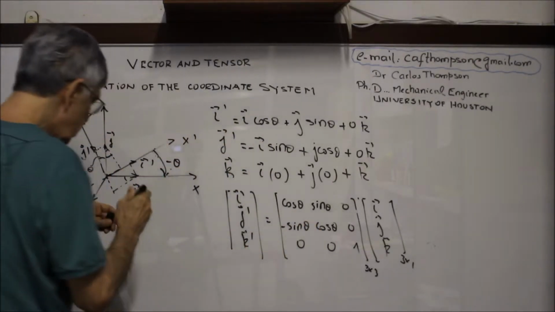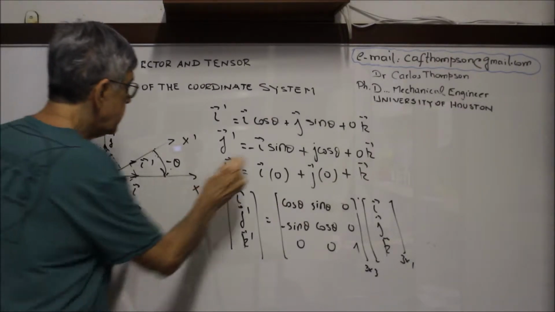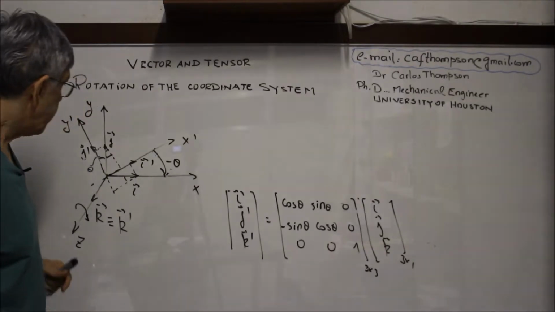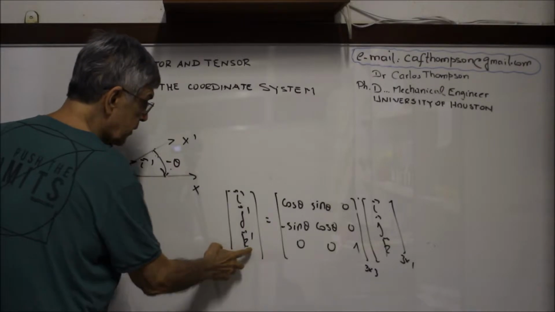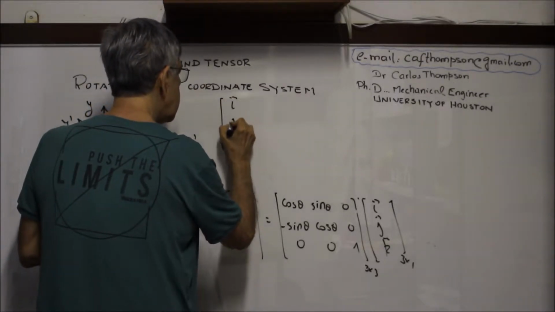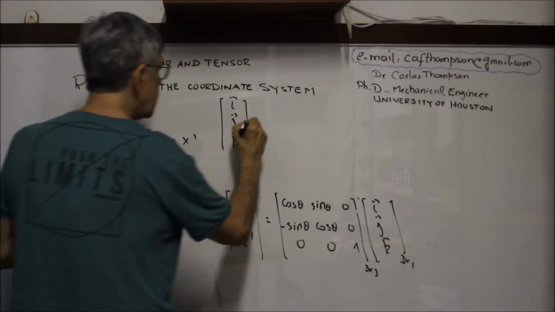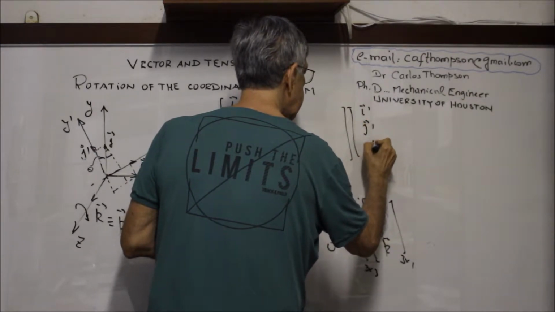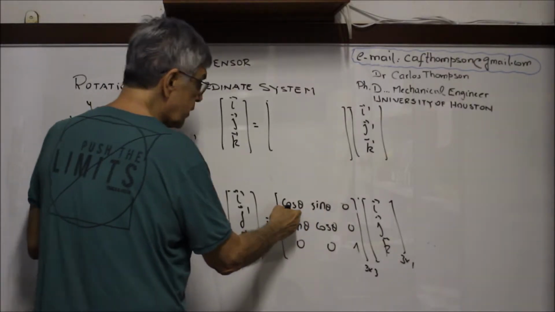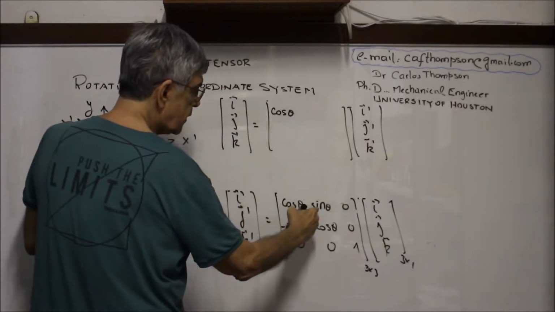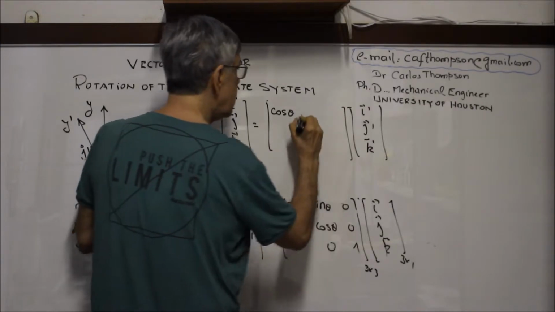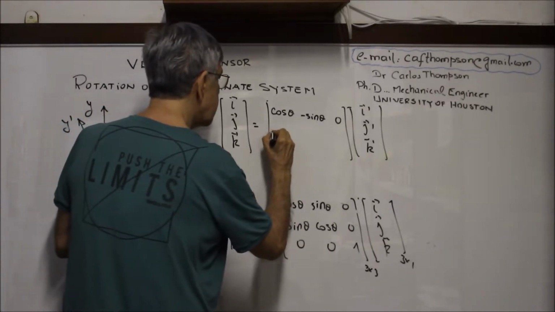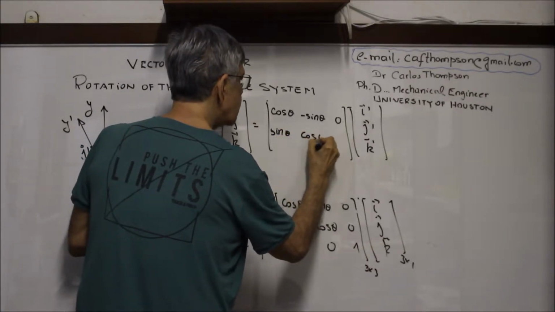Let's write down right here. I will erase here. And I substitute theta by minus theta. So instead of i prime, j prime, and k prime, I'll have i, j, and k. It's just the opposite. Here is i prime, j prime, and k prime. Now I'll substitute theta by minus theta. So cosine of minus theta is cosine of theta. Sine of minus theta is minus sine of theta. This is 0. Likewise here, sine of minus theta is minus, minus is plus. Sine of theta, cosine of theta, and 0.